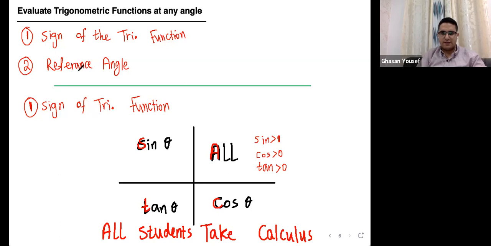Now the reference angle. Number 2, as you see here, the reference angle. I'm going to explain the meaning of the reference angle. Okay, number 2. Before I move on, is it clear here? Which function is positive? Okay, second one. Reference angle.